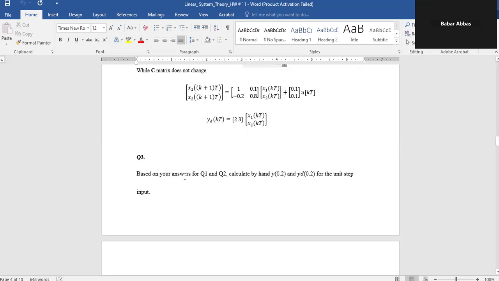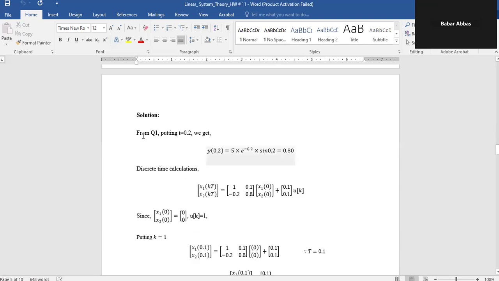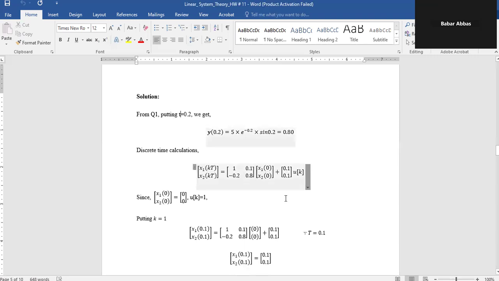Now, question number 3 states that based on your answer for question number 1 and question number 2, calculate by hand y(t) and for the discrete time. So here again putting in the value of t, which is equal to 0.2, it comes out to be 0.80 or 0.81, approximately 0.81 or 0.80.